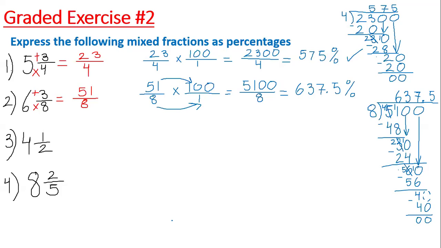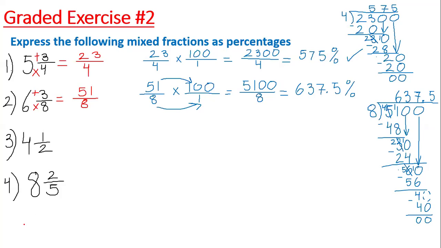Antoine, you got this one wrong? No, sir. You sure? What was your answer for number 2? 637.5%. Very good. Number 3. Everyone should get number 3.